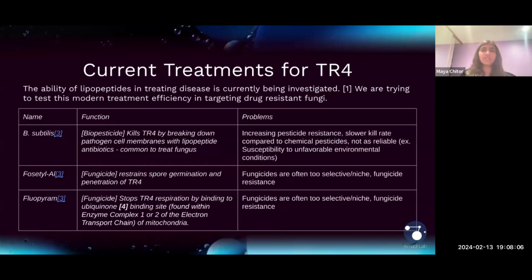So here are some current treatments for TR4. And the reason why we are investigating lipopeptides is because there are big limitations that come with these treatments, mainly biopesticides and fungicides. And because of increasing pesticide and fungicide resistance, these treatments aren't that reliable as of recent. And here we've listed B. subtilis, which kills TR4 by breaking down pathogen cell membranes, Vacetyl aluminum, which restrains spore germination, and fluopyrum, which stops TR4 cellular respiration by stopping the ETC.